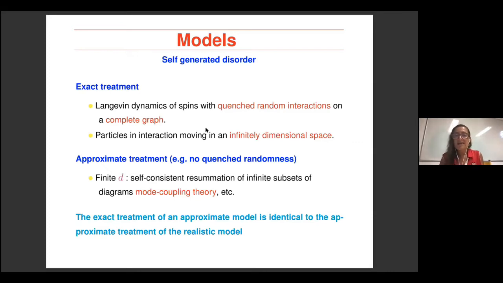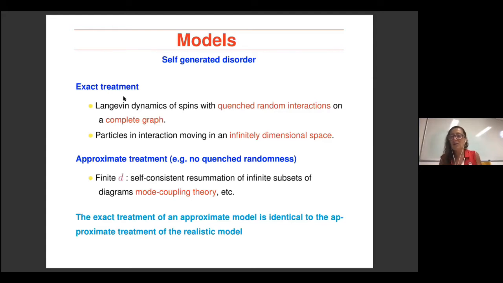So these are things that can be done exactly at the level of solving models. Of course, the models with which you work are not exact models for the experimental samples, because either you put them on a complete graph for the spin problems, or you take the limit of infinite dimensions for the particle systems. Otherwise, you can work with the exact models for the experimental samples and do some approximations on them.